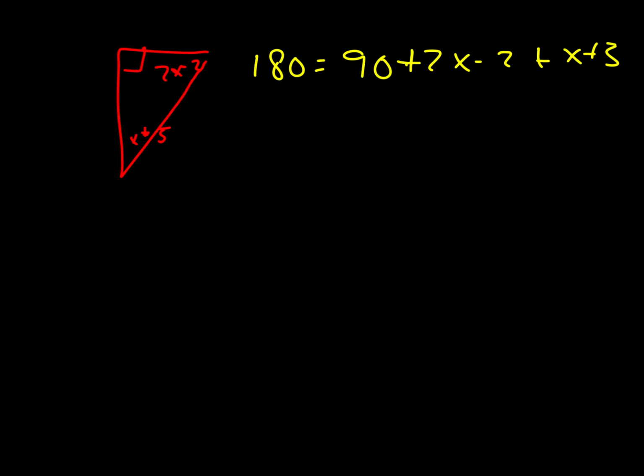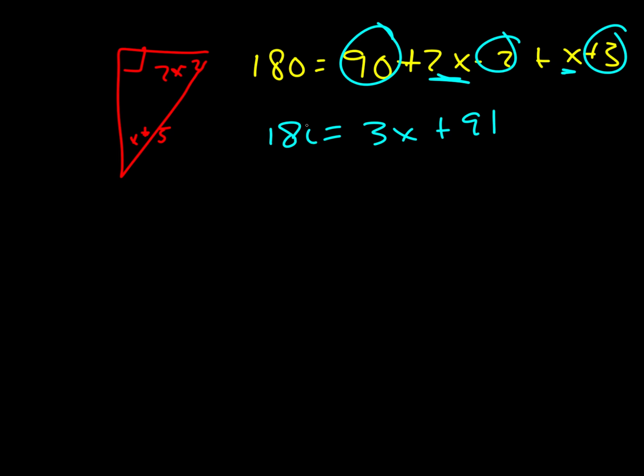We also have this situation. Maybe we have 2x minus 2, and then we have x plus 5. So once again, we just need to add all these together and say it's 180. So 180 is equal to 90 plus 2x minus 2 plus x plus 5. And so if we add this and this, we get 3x. And if we add this, this, and this, that becomes 1, so that's just 91.